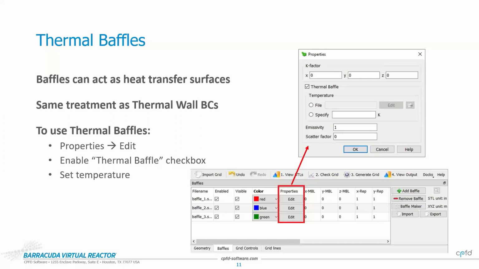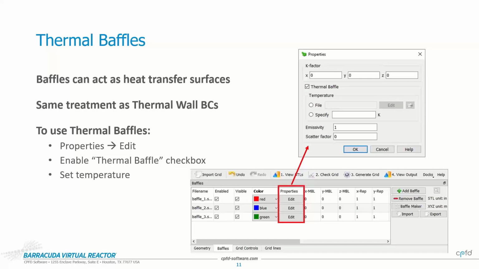In order to specify thermal properties, you'll notice that the Baffles setup GUI has been updated, and there is now a properties column. If you click the edit button in that column, it will launch a new dialog. One thing you'll notice is in this dialog, we've moved the K factor fields into here so that the main Baffles table is all location related information, and this dialog contains more physics related information. So the K factor X, Y, and Z fields are the same as they were in the past, but they're just relocated into this dialog.